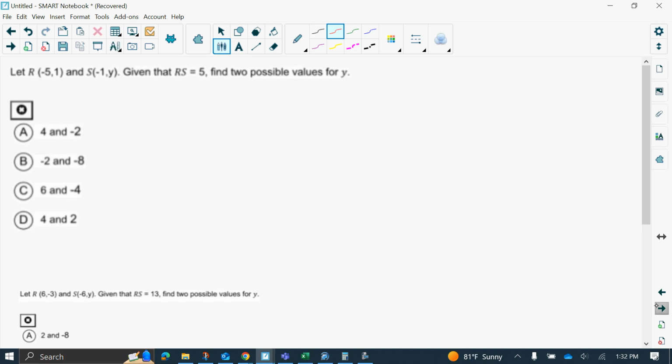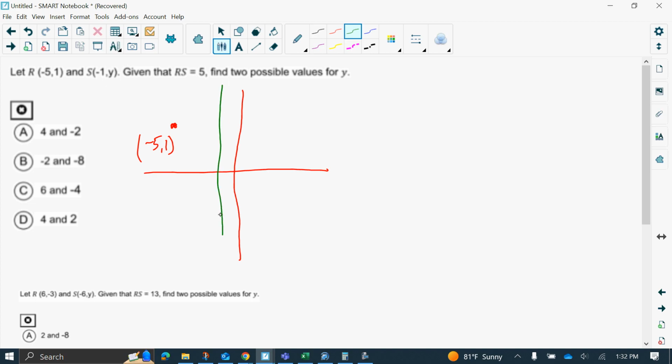Now, this is the one that gives people a lot of trouble. It's not that difficult, but everybody makes it hard. Okay? Draw a sketch. It doesn't have to be perfect. It's just got to be a sketch. So this is the point -5, 1. Now, our other point is at -1, something. So this is the line x equals -1.